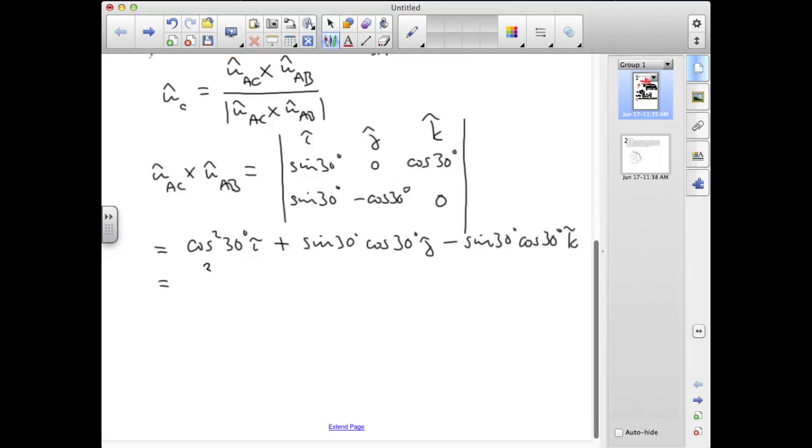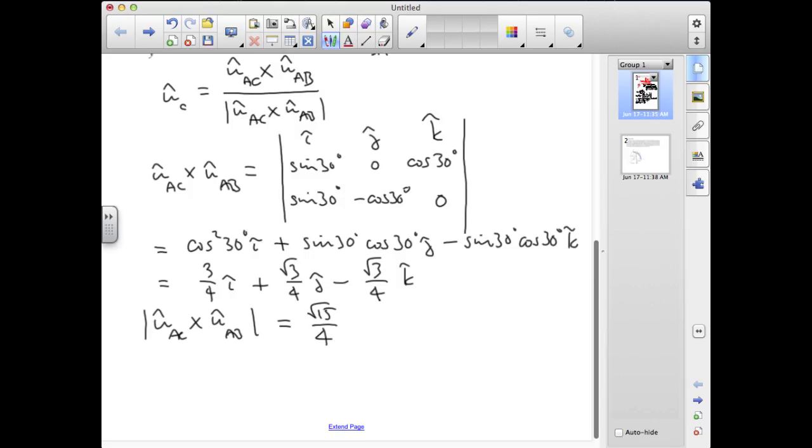This gives us values of 3/4 I plus root 3 over 4j minus root 3 over 4k. Taking the square root of the sum of the squares to get the magnitude of that cross, we find that this is equal to root 15 over 4, and so our unit vector UC ends up being 3 over root 15I plus root 3 over root 15j minus root 3 over root 15k.